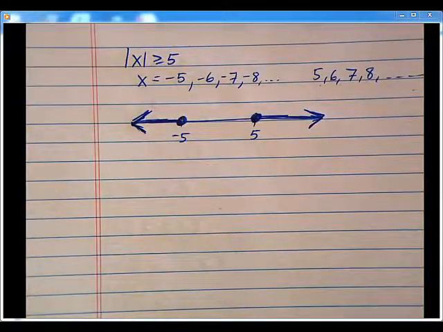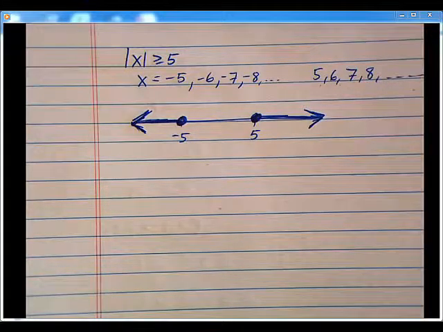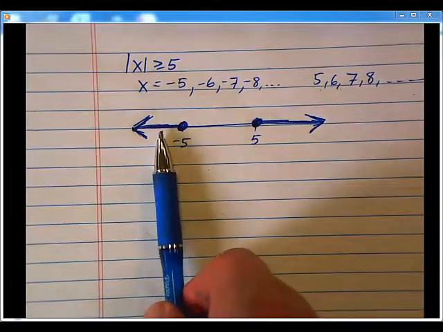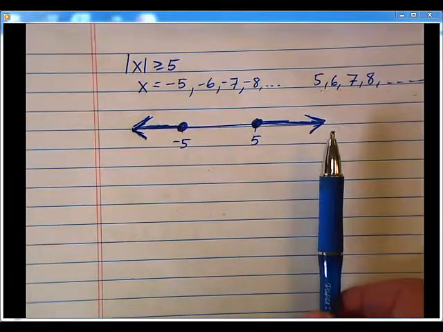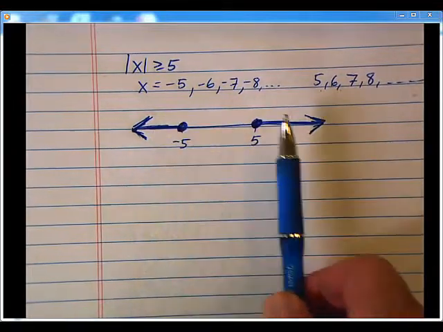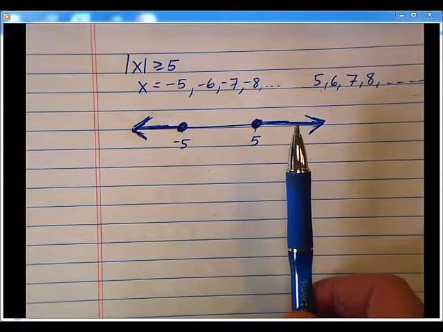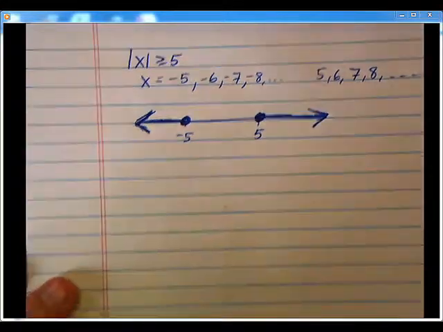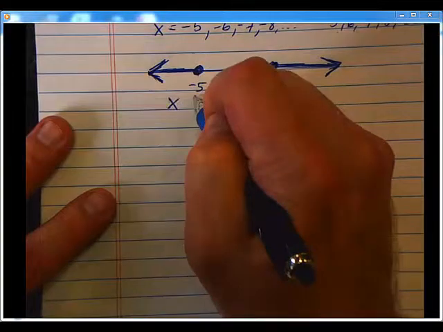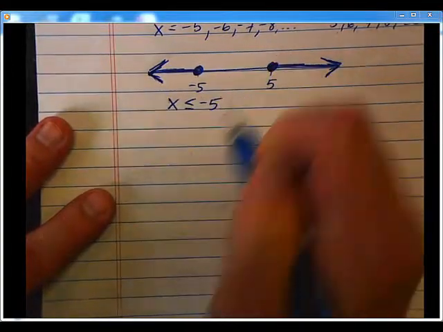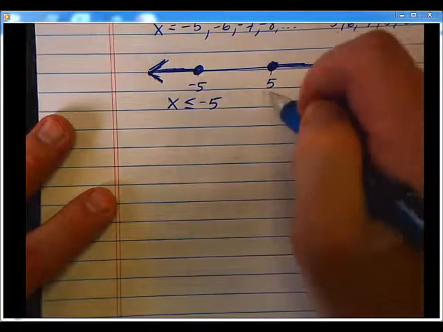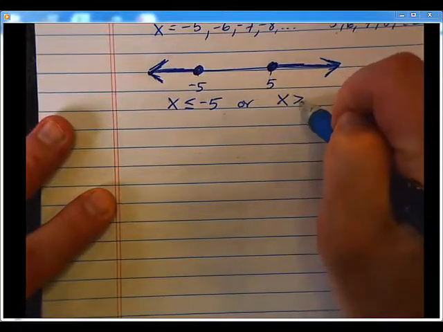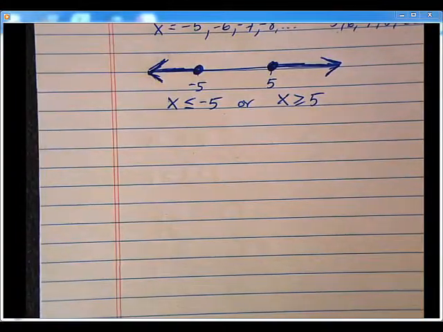Alright, so this is something kind of new. We haven't had this happen before. In the problems we did at the end of chapter 3, when we drew our number line, we always had one chunk in the middle shaded. Now we've got two disjoint chunks shaded. We got a chunk going to the left and a chunk going to the right. When you have two separate pieces like this shaded, you actually have to write it as two separate answers. So one answer is x is less than or equal to -5. And the other answer is, well, half of the answer, x is greater than or equal to +5.